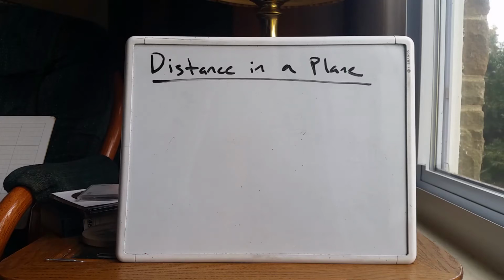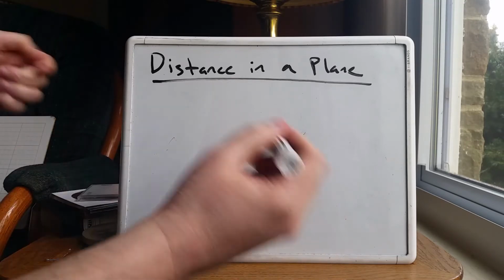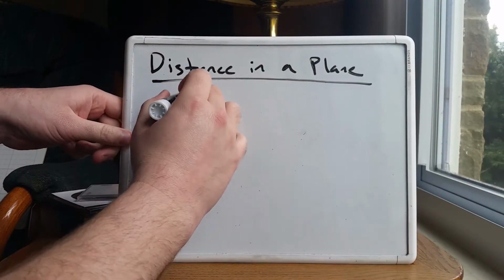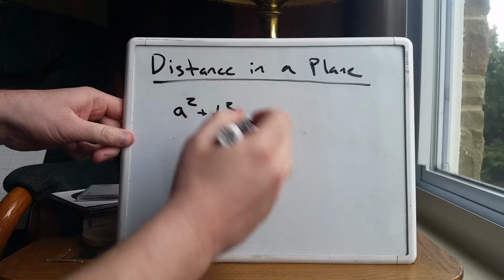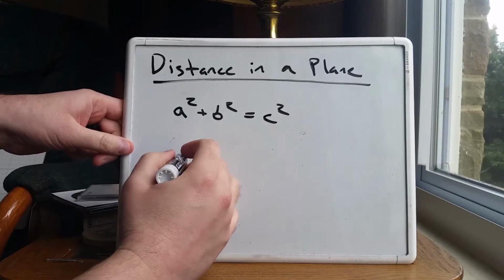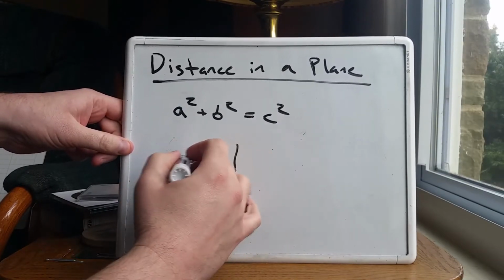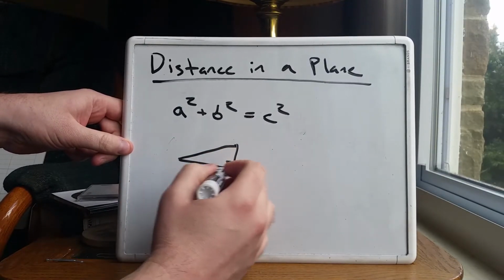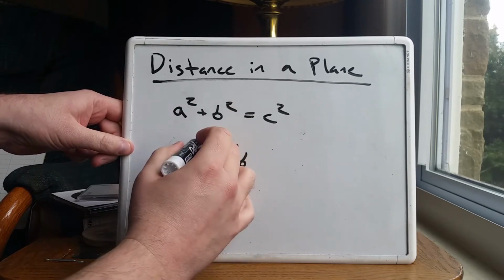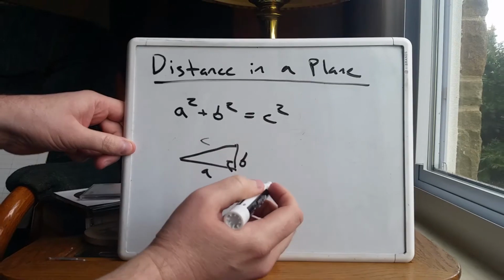All right, 8.8, distance in a plane. We already learned back in 8.6 about the Pythagorean theorem, which tells us that for any right triangle, a squared plus b squared, the legs, equals c squared, right? This is for a right triangle. Two legs, distance squared, sum of the distances squared equals the hypotenuse squared.